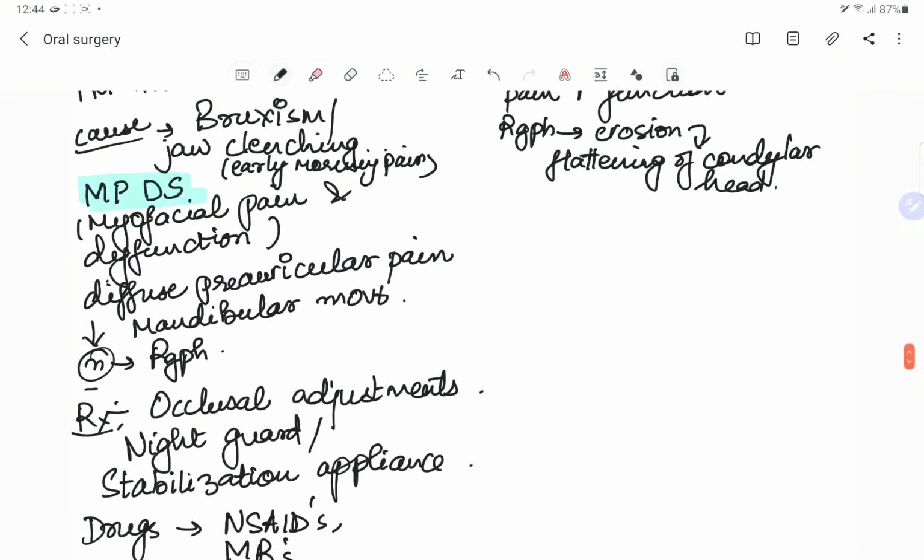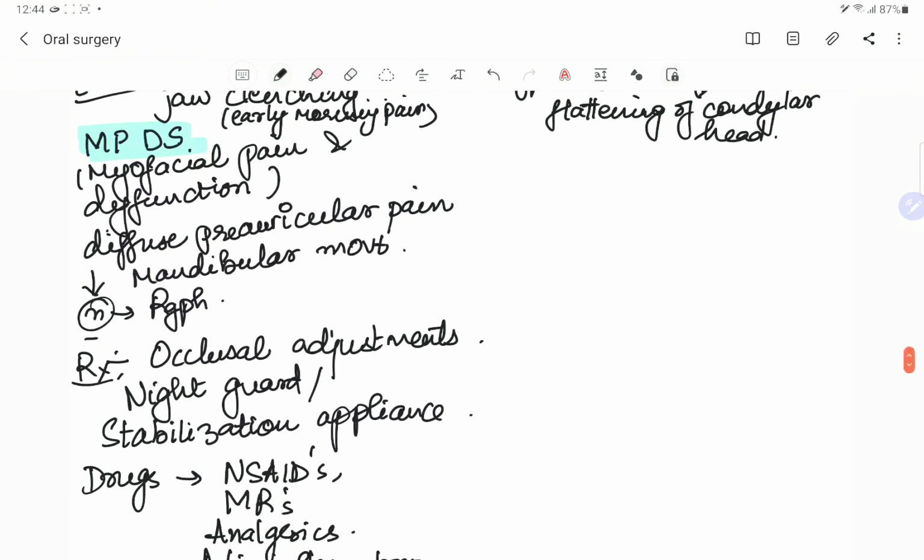Now, in the articular TMDs, the first one we will be talking about is the non-inflammatory arthropathies.